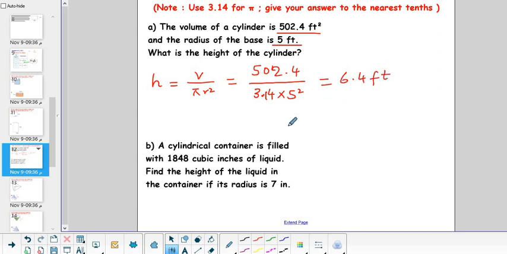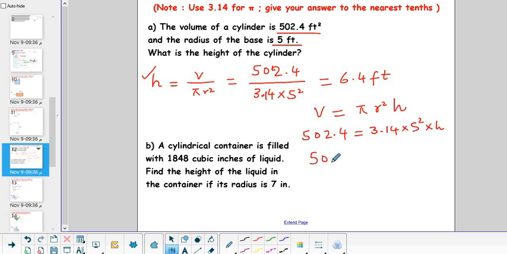What is the other way? Let's say I haven't memorized this formula. Then I can write the basic formula of the volume. What is the basic formula of the volume? It says V equals pi r squared h. Now substitute the values. V is 502.4 and on the other side we have 3.14 times 5 squared times h.